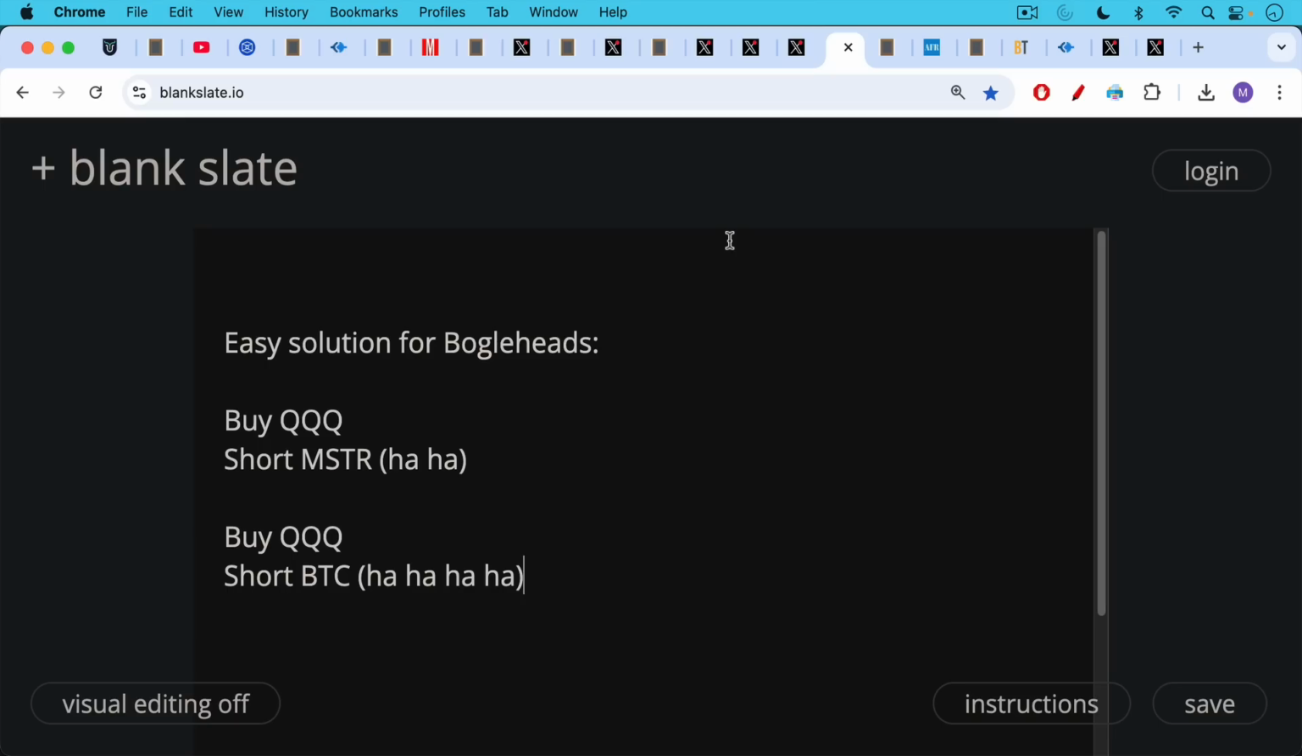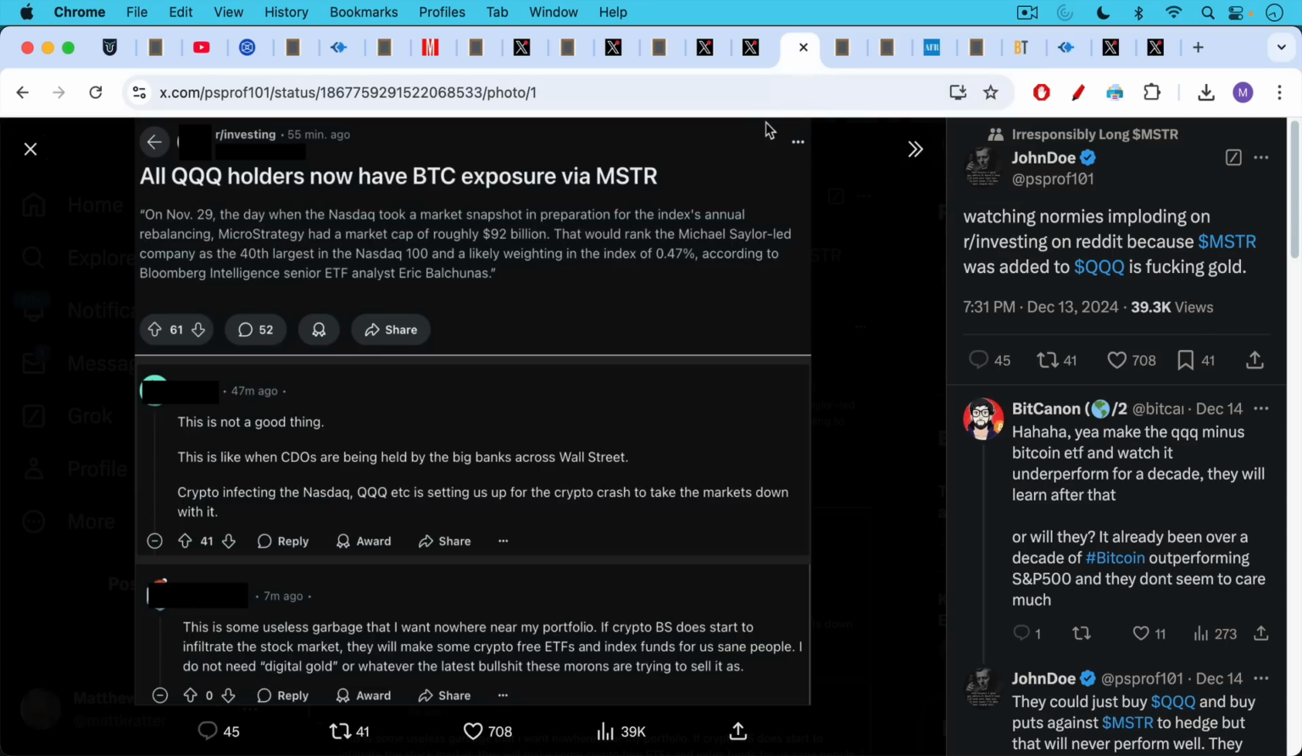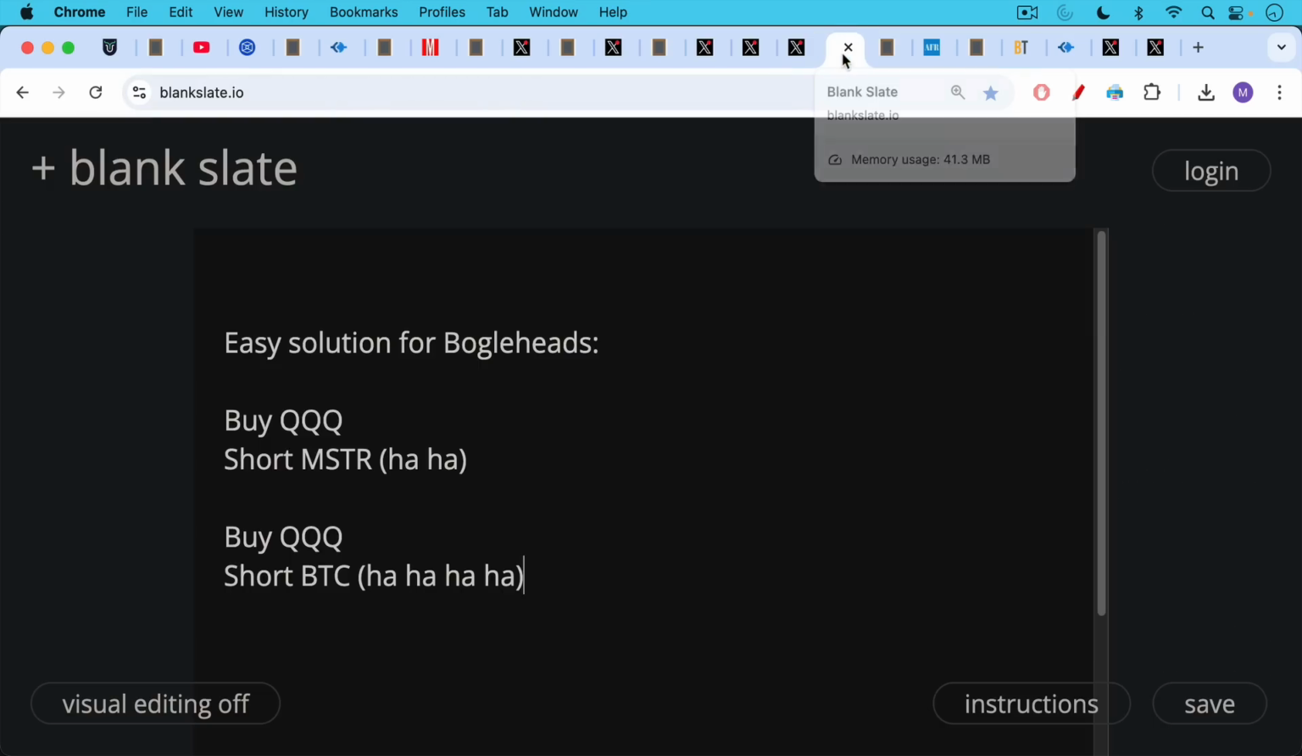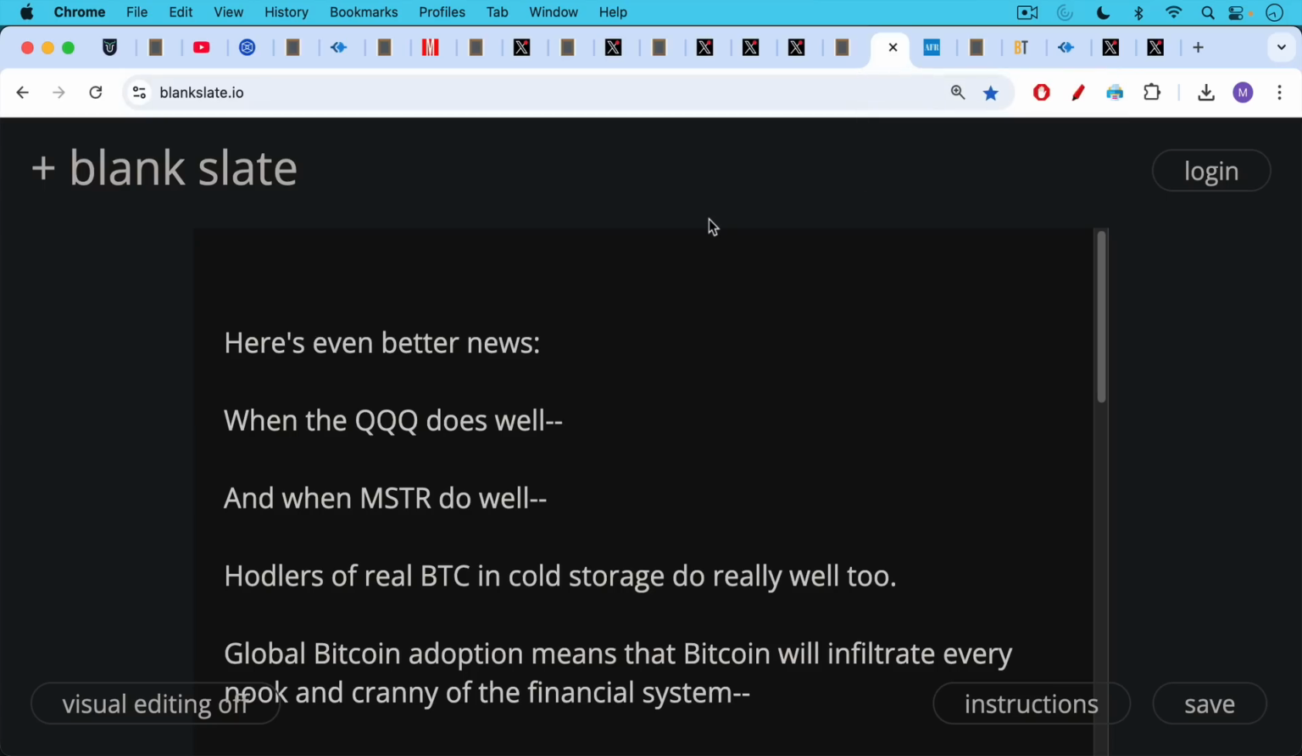If you were to do this spread trade, you'd actually want to be long MicroStrategy and long Bitcoin and short the QQQs. That's probably what will outperform over the long term. But for people who don't want this exposure to Bitcoin in their QQQs, this is the very dumb and easy solution for them. Now here's even better news.